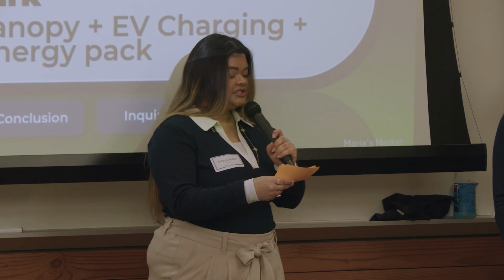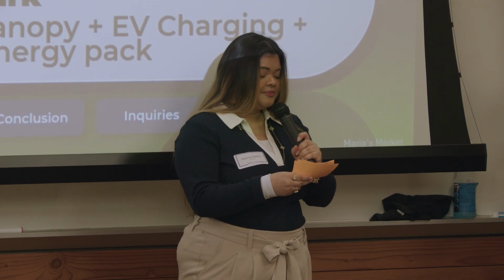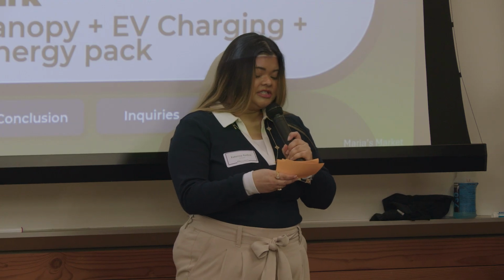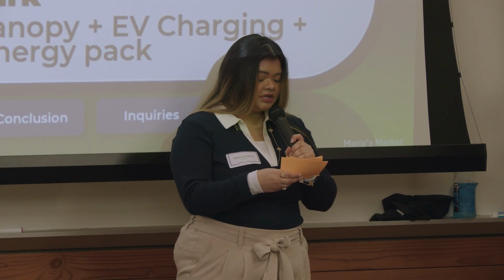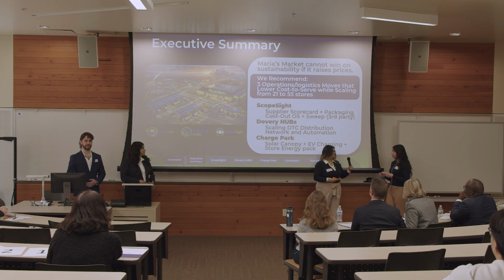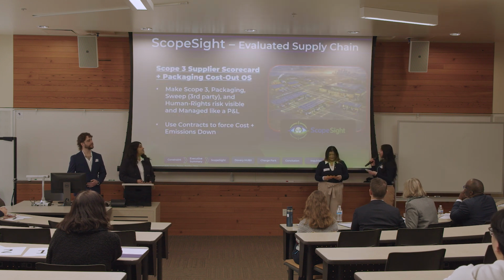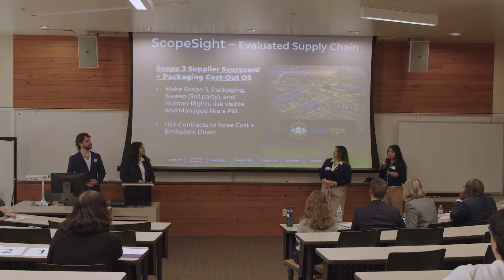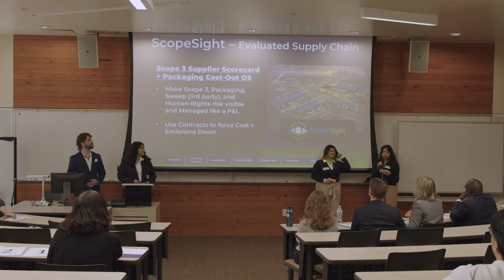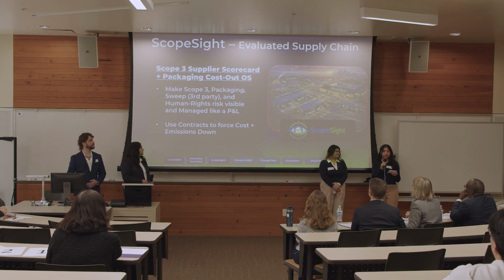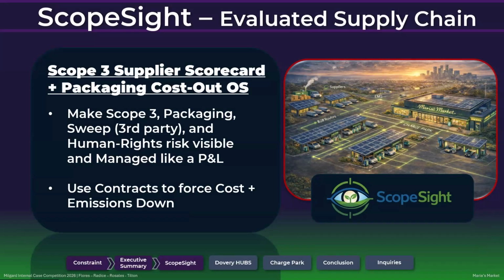Now Murari will start upstream with Scope Site, showing how supplier decisions set up the cost curve for everything else. Scope Site is our foundation, composed of Scope 3 packaging, third-party sweep, and human rights risk visible and managed like a P&L. The mechanism is simple: leveraging contracts and standards to drive down cost and emissions rather than relying on goodwill.